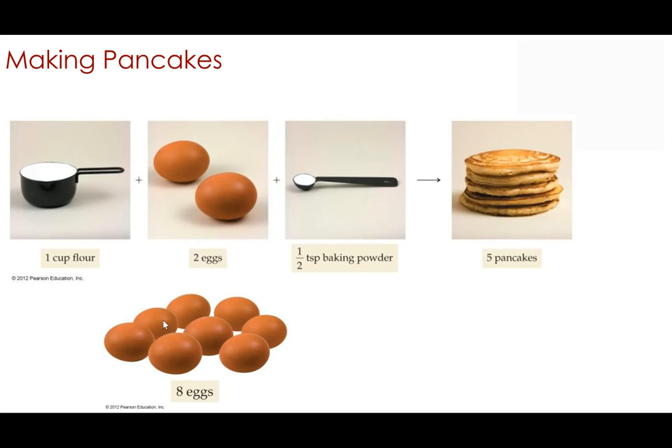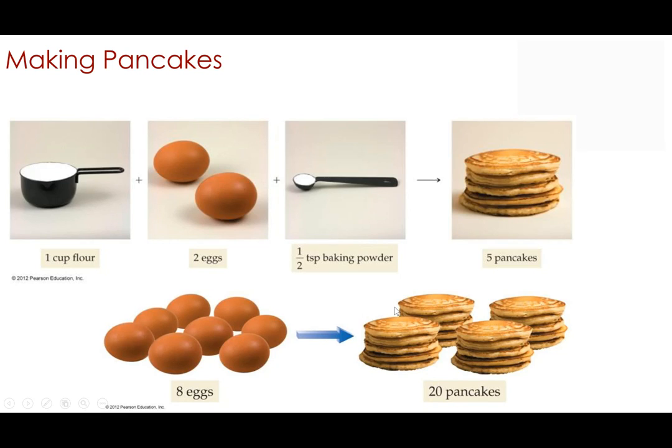So I have 8 eggs. How many pancakes will that produce? Yeah, it'll produce 20 pancakes. If you didn't see that right away, that's okay. I'm going to provide you kind of a systematic way to get to that. But if you look here, I took 2 eggs, and 8 is 4 times as many. So 2 times 4 gives me 8. So 5 times 4 is going to give me 20 pancakes. And that's all stoichiometry is. It's just that relationship between 2 things in our reaction.